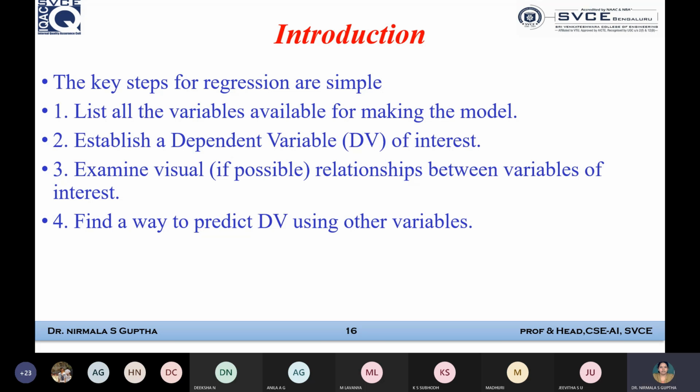The third step is we need to examine, if possible, the visualized relationship between the variables of interest. So visually we need to see the possible relationship between the variables of interest, and finally we need to find the way to predict the dependent variable using the other variables. The other variables are independent variables.